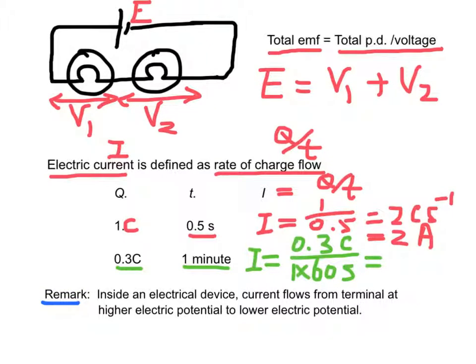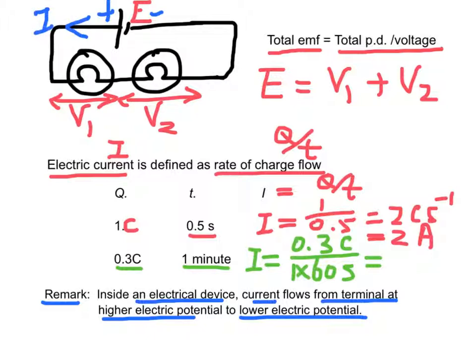Remarks: inside an electrical device, current flows from terminals at higher electric potential to lower electric potential. In the circuit, we see that this is the positive terminal and this is the negative terminal. Current flowing from higher potential means current flows from the positive pole of the source towards the negative pole. This is the direction of current.